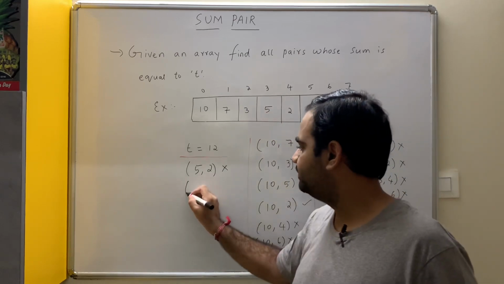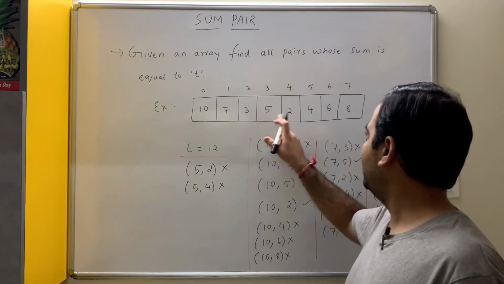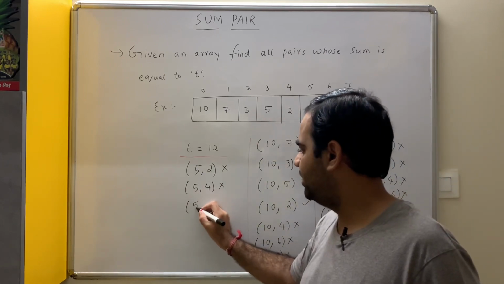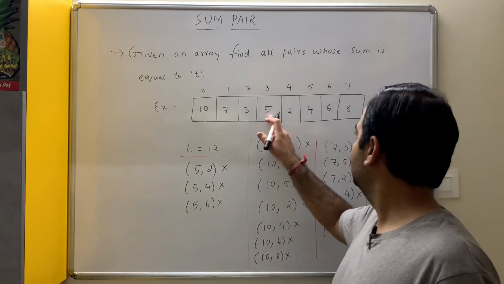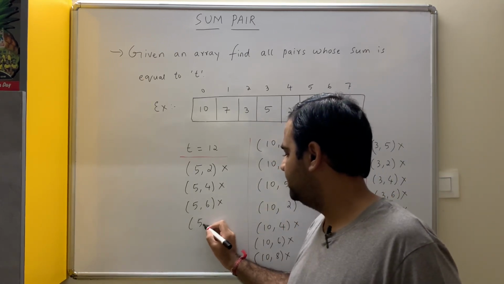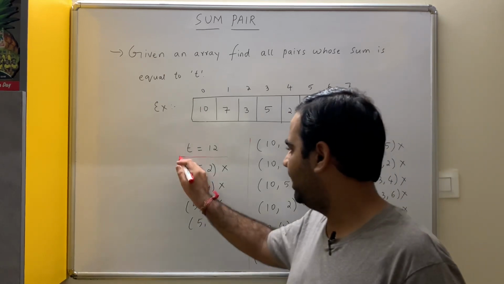5 and 4 is 9. Sum is not equal to 12. 5 and 6. What is 5 and 6? 11, not equal to 12. Last is 5 and 8, which is 13, not equal to 12. Now with respect to 5, everything is done.